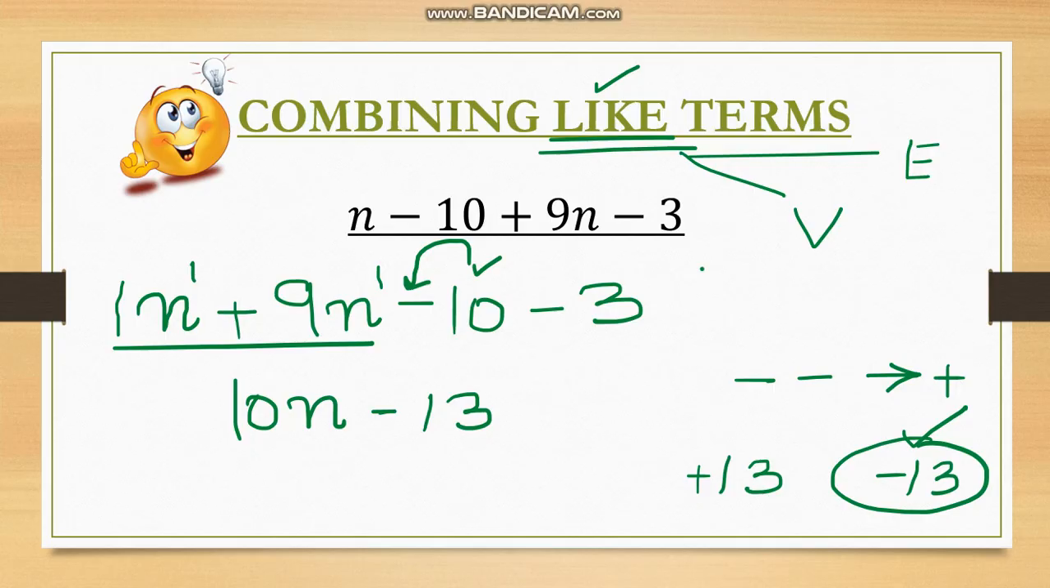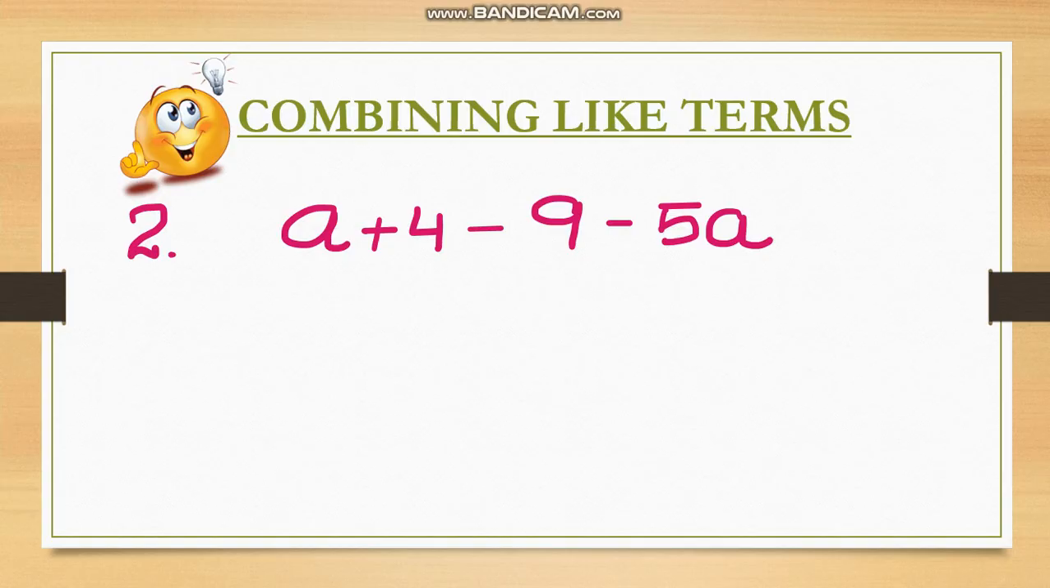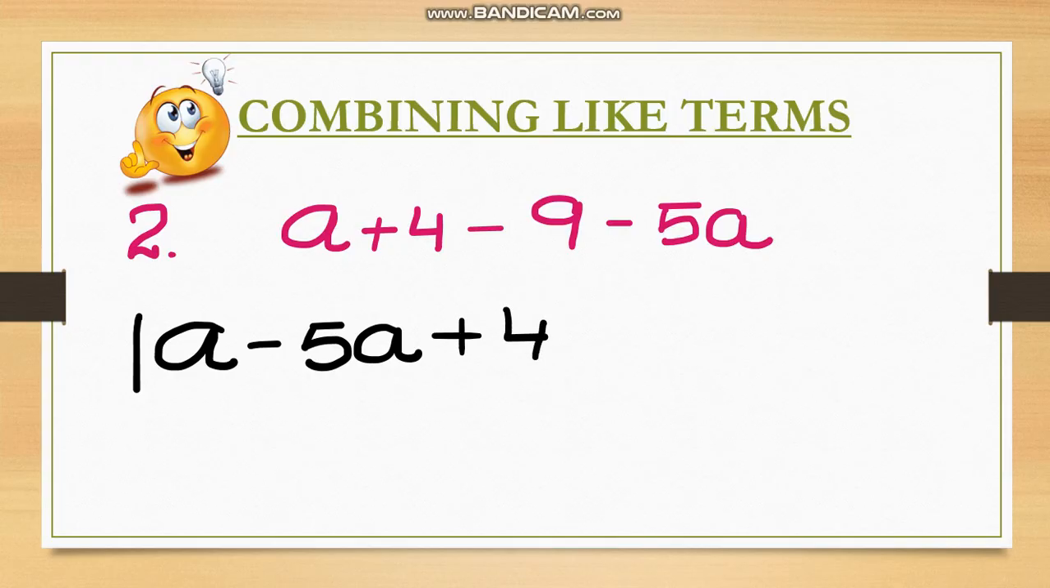I added or subtracted, depending upon the question, the like terms here. Let's take a look at another question. a plus 4 minus 9 minus 5a. Once again, let's bring the like terms together. a minus 5a. Again, a in front has no coefficient. I can write 1a if you want; you don't have to write it. It is just to avoid any confusion. Plus 4 minus 9. Look carefully here.